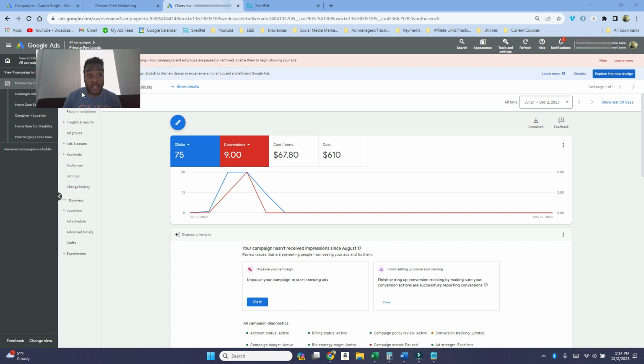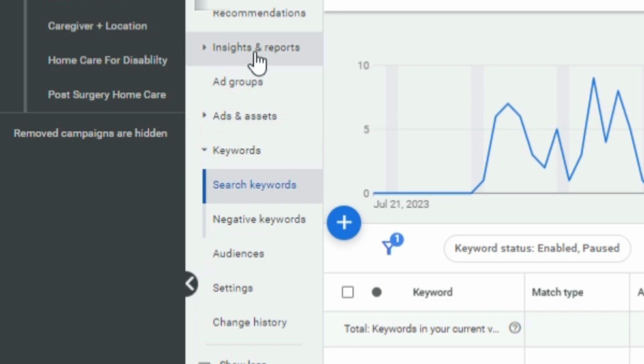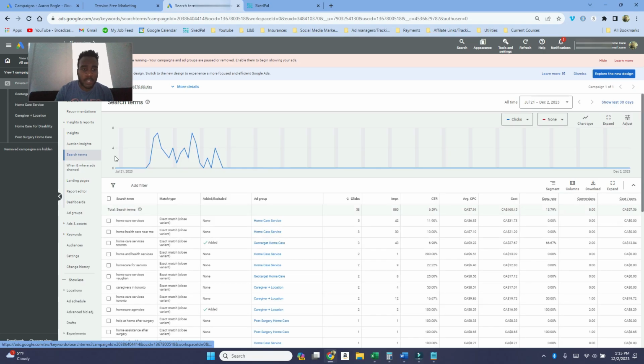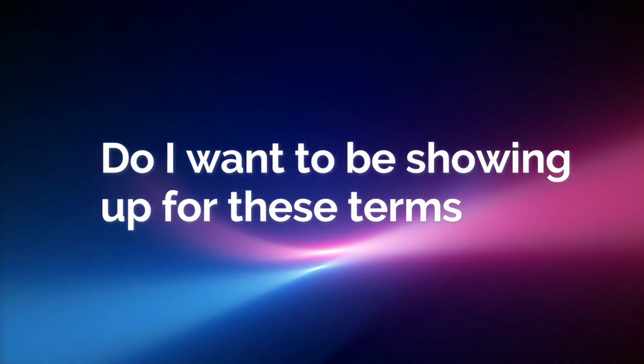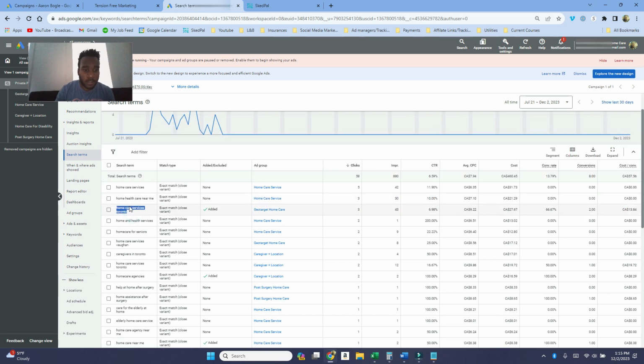Here's what I do on a day-to-day basis in terms of optimizing the keywords, and that's looking at the search terms. On some accounts, it's under keywords. On newer accounts, it's under insights and reports. You go into search terms, and then you can see what are people literally typing in on Google for your ad to show. And you want to think to yourself, do I want to be showing up for these search terms? So do I want to be showing up for home care service? Yes. Home health care near me? Yes. Even though home health care is different, not many people really know the difference, so it's still a good word to target. Home care services in location, yes, I do want to be showing up for that, right?